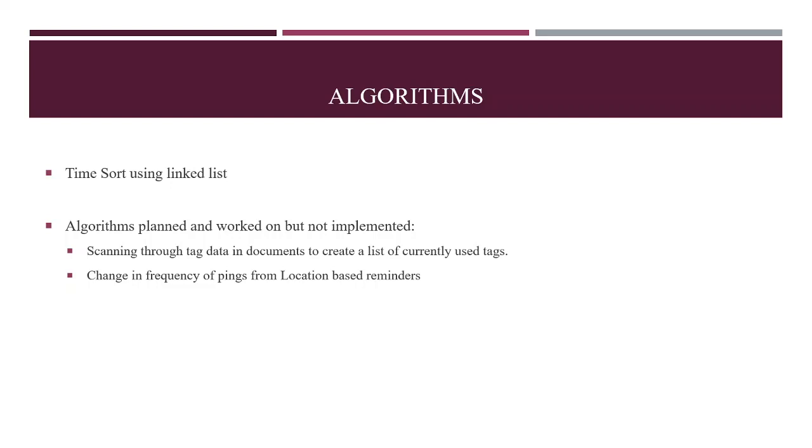Another one was changing the frequency of pings for location based, because if you just pinged at the same rate, it could eat up data. So we figured that if it did detect when a user was accelerating, it would then increase the frequency of pings to get better location based data. And then when the user slowed down, it would reduce the amount of pings as well.